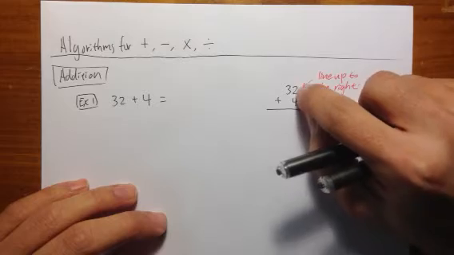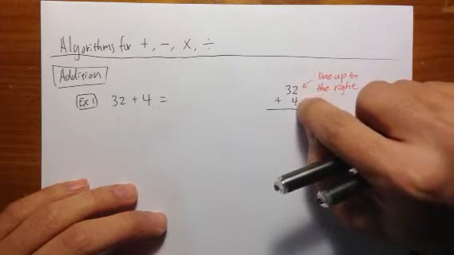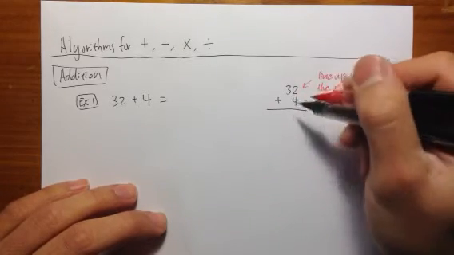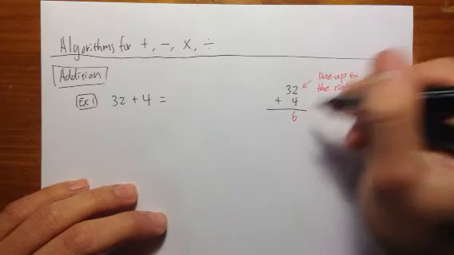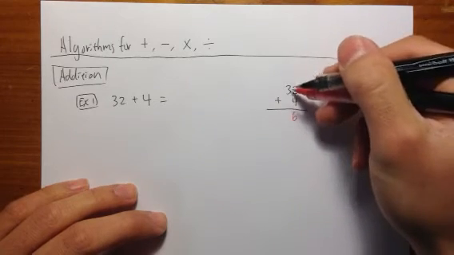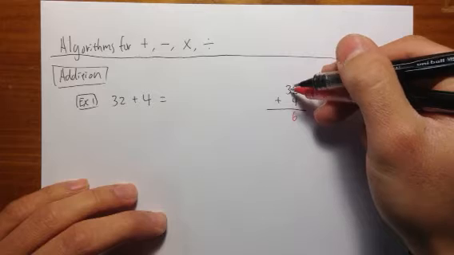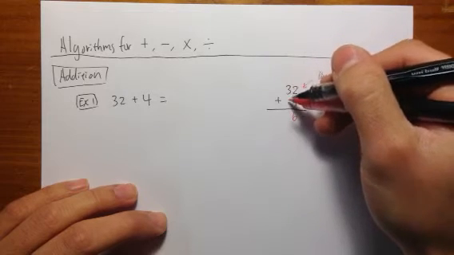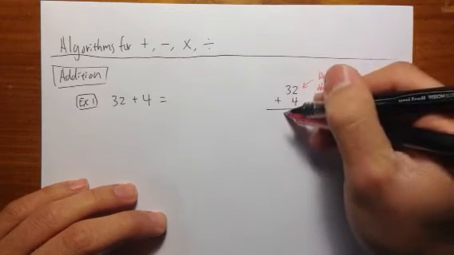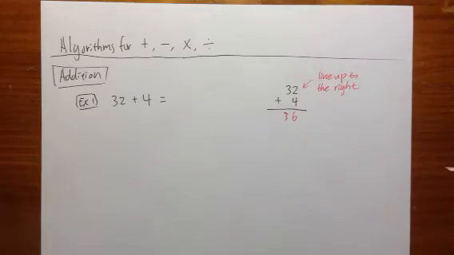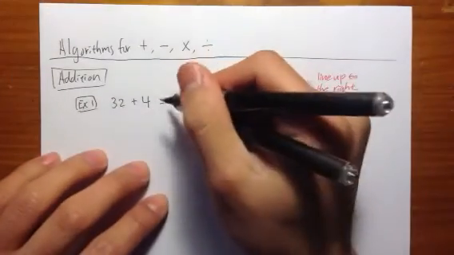So you will add up the ones digits. 2 plus 4 is 6. You just write 6. And then after you finish the 2 and 4, you just go down to the next one, the tens place. 3 plus, this is like 0. So 3 plus 0 is 3. So the answer is 36.